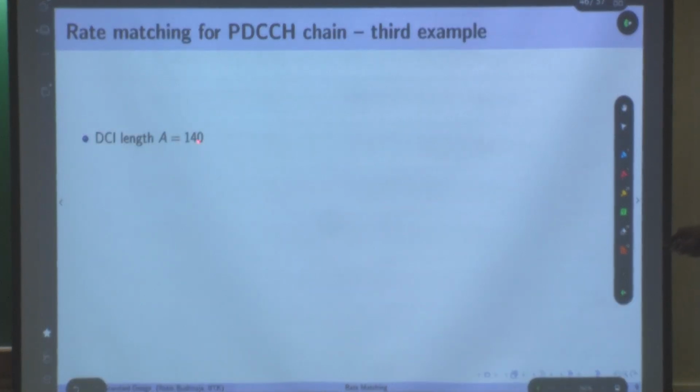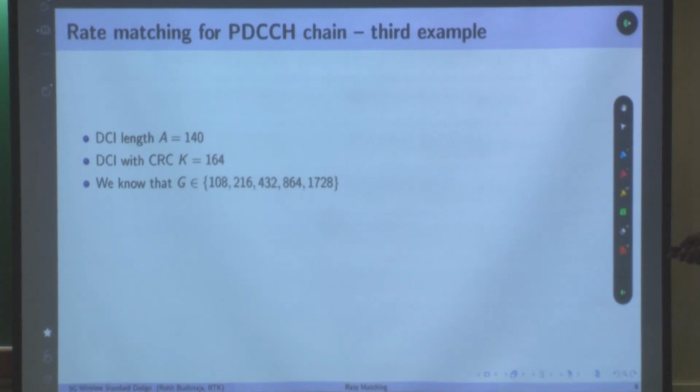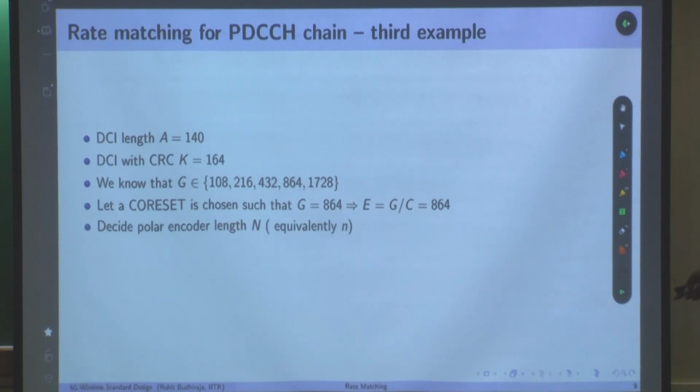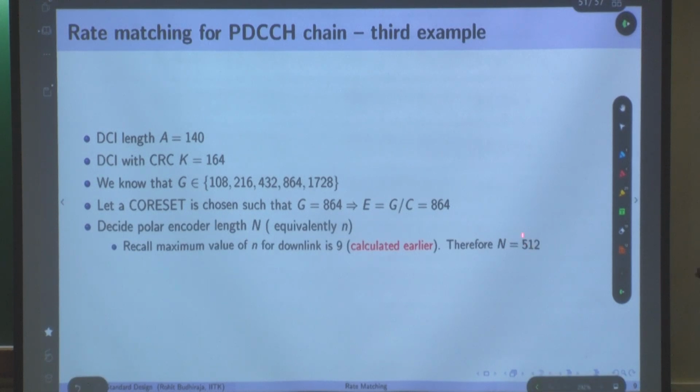That's what it is. A is equal to 140. Again, this configuration remains the same. What example did we take? 864. That was the third example for which we calculated the polar encoder length. So what will E be? It will be equal to G by C, which is 864. The polar encoder length we calculated comes out to be 5112. It's coming from the first or second slide which we took in this class.